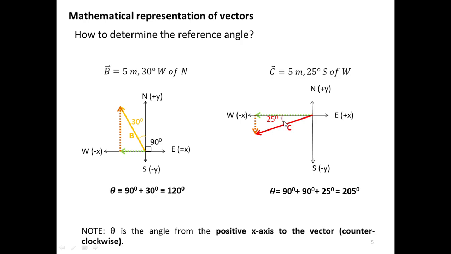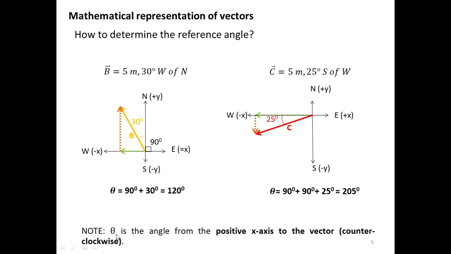So by that, we know that in the first quadrant here, we have 90 degrees. And then in the second quadrant, we have another 90 degrees. That's why we have here 90 plus 90. And then here in the third quadrant, before we reach our vector, we have another 25 degrees. So that means 90 plus 90 plus 25 degrees, and that should give us a reference angle of 205 degrees. So that is how we find the reference angle, and I hope you master this one.